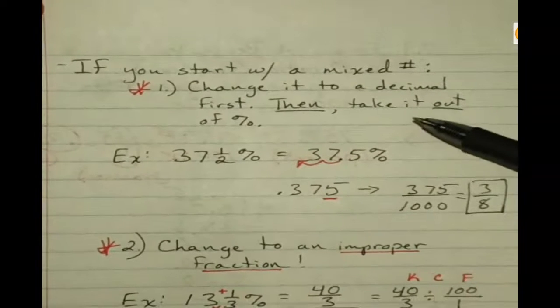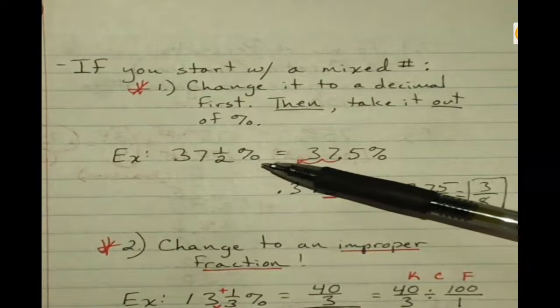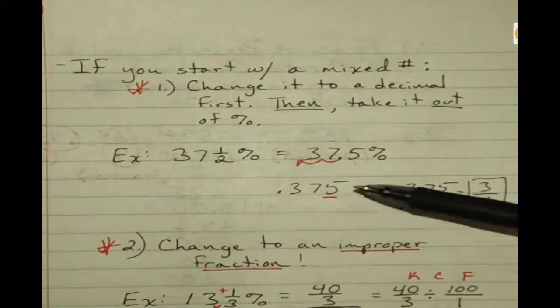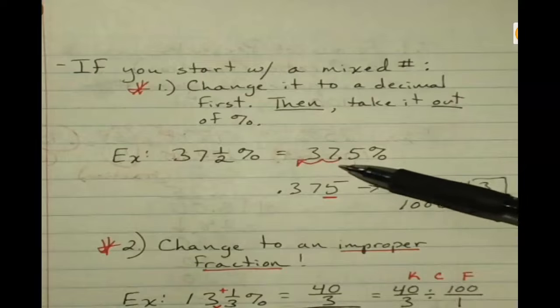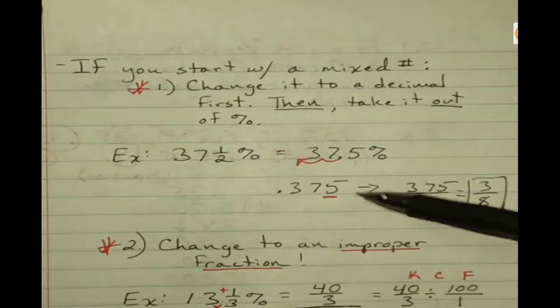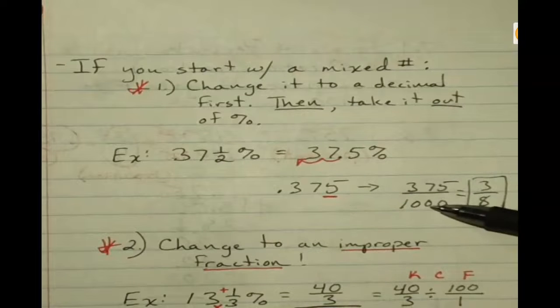If, this is where it's different from 6th grade, if it's a mixed number percent, you put this little guy right here into a decimal form, and then put it over, like, what place is this? Oh, it's in the thousands place. Put it over 1,000.